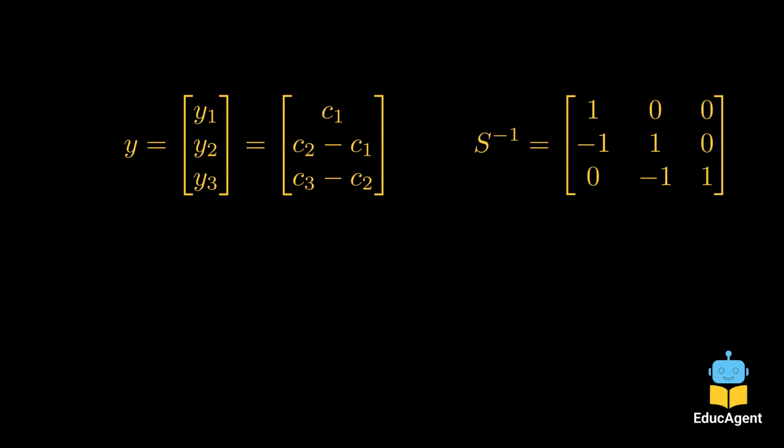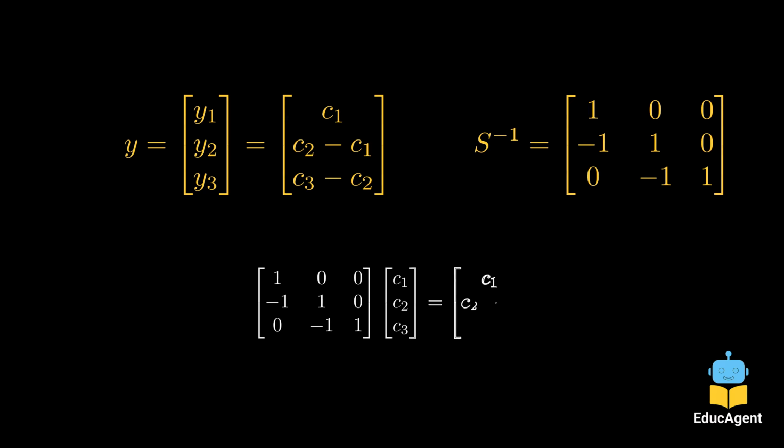This is the inverse of S. Multiplying this inverse by C reproduces the Y we found. Here's the multiplication showing S inverse times C equals the Y vector we computed.